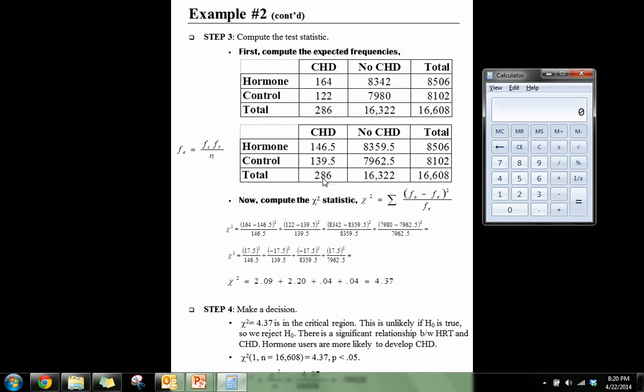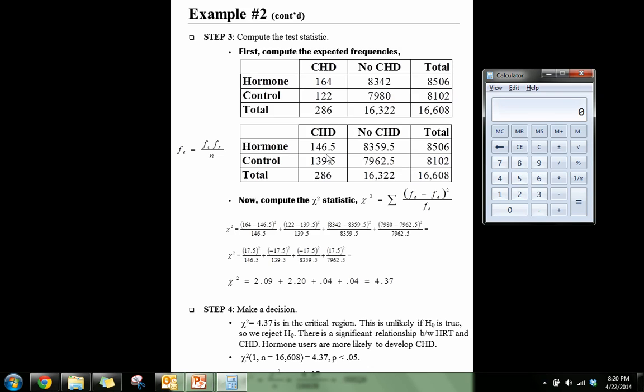The total for the column is 286. So we'll take 286 and then multiply that by the total for the appropriate row. This is the appropriate row. That would be 8,506. That equals this value, huge value. And then let's divide that by our n, 16,608. So that equals 146.478. I just rounded that to 146.5.